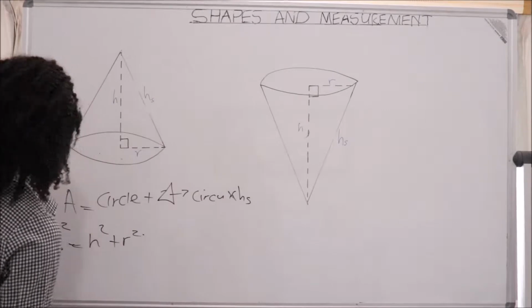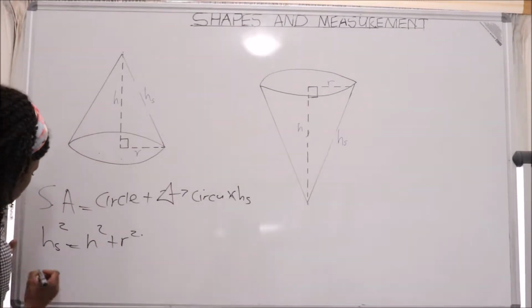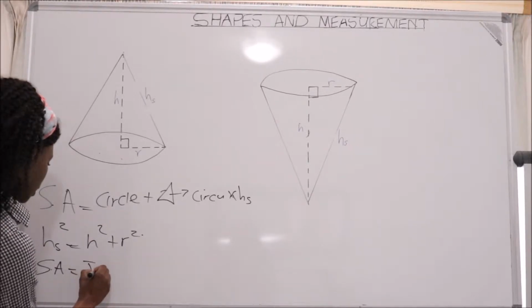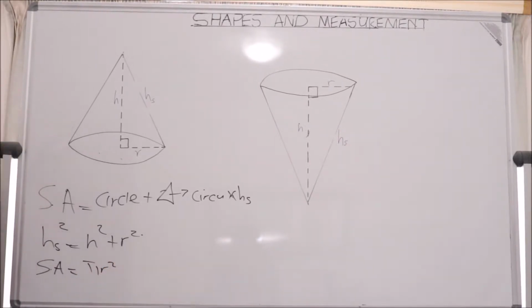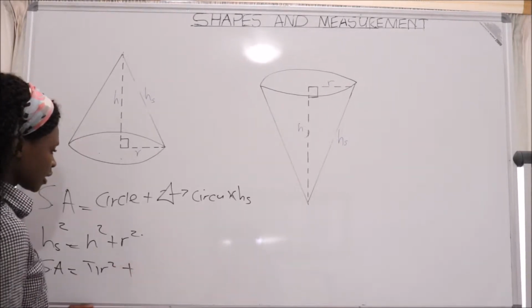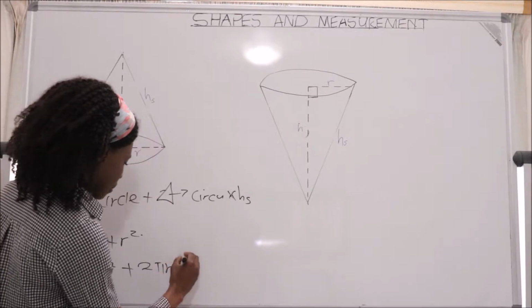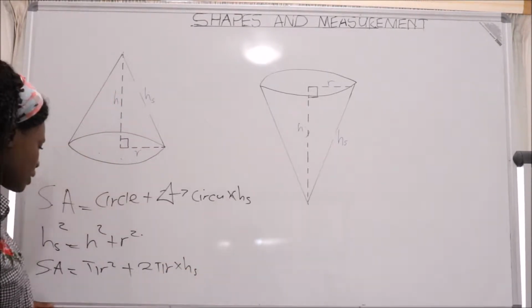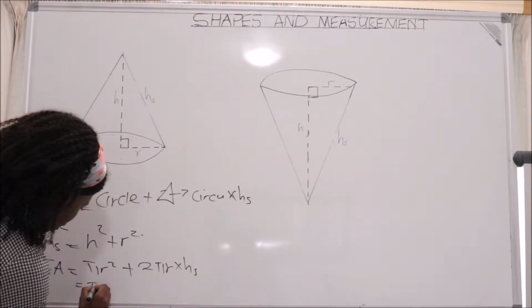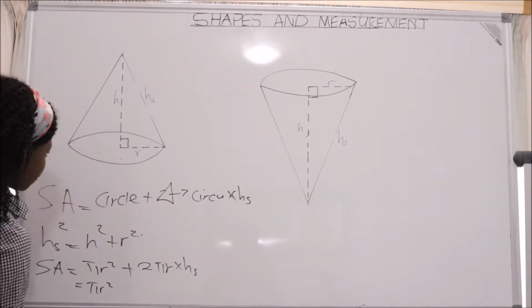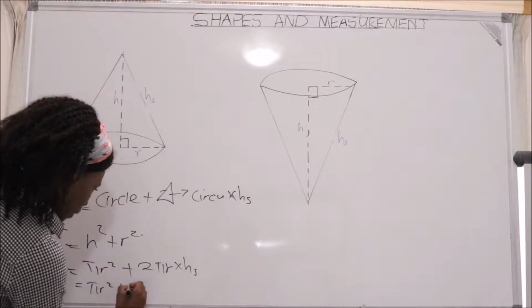The surface area of a cone is equal to the area of a circle, which is the base, pi r squared, plus the circumference of a circle, which is 2 pi r, multiplied by the slant height, which is hs. So the surface area of the cone is pi r squared plus 2 pi r hs.